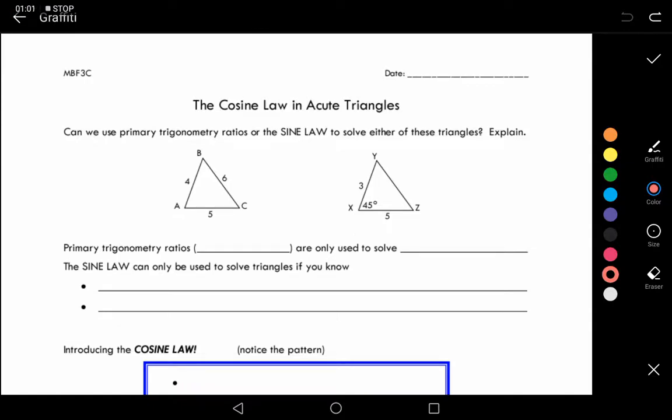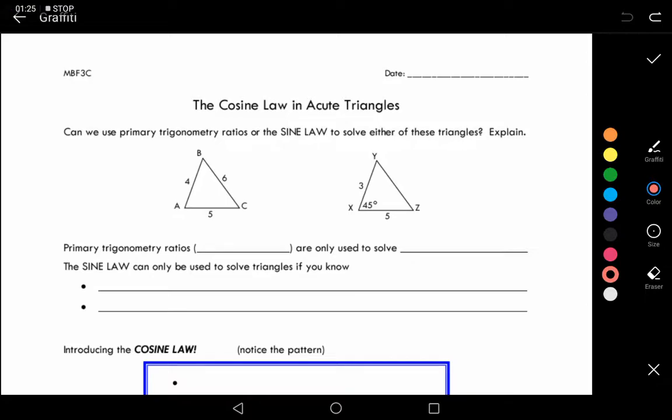We can see it's the triangle ABC. So we have side lengths 4, 5, and 6. All we're given is those 3 side lengths. So right away, we see that there's no right angle in this triangle. So we know we can't use our trig ratios, right? Because our trig ratios can only be used on right triangles.